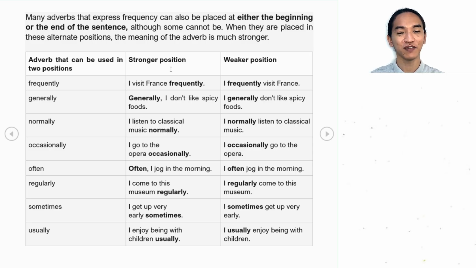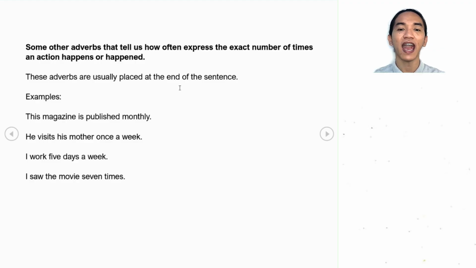Now, some other adverbs that tell us how often express the exact number of times an action happens or happened. So this is your adverb of time telling you an exact frequency. This magazine is published monthly. He visits his mother once a week. I work 5 days a week. I saw the movie 7 times. So if you observe, these adverbs of time are more specific because they tell how often, the exact number of times the action happens.